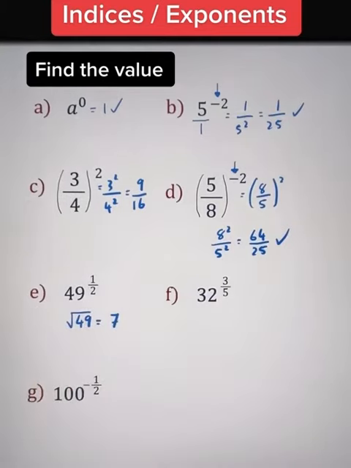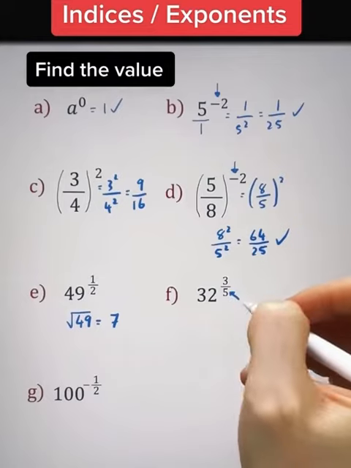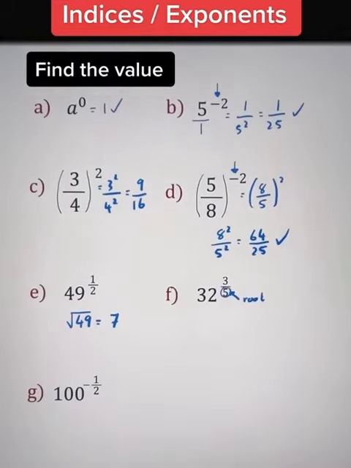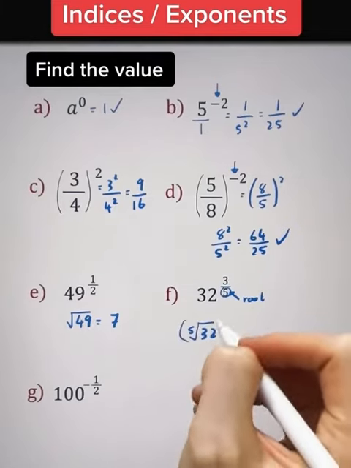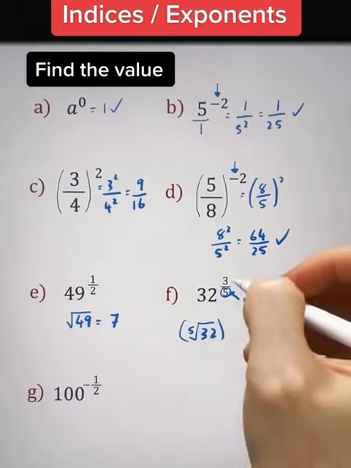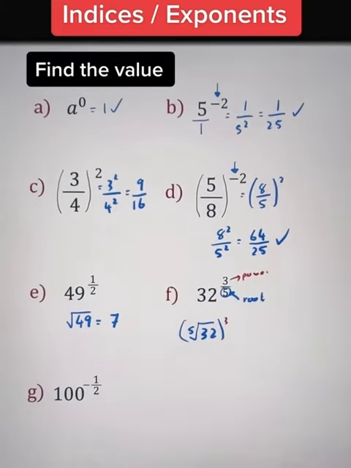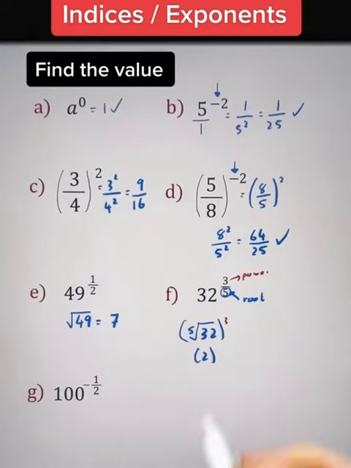For question F, we have 32 to the power of 3/5. When dealing with a fractional power, the number on the bottom of the fractional power represents the root, and we always do that first. Here we have 5 on the bottom, hence I'm going to do the 5th root of the base, which in this case is 32, and I always power to whatever number's on the top of the fractional power. So in this case, I have to cube my answer. The 5th root of 32 is 2, and 2 cubed will give us 8.